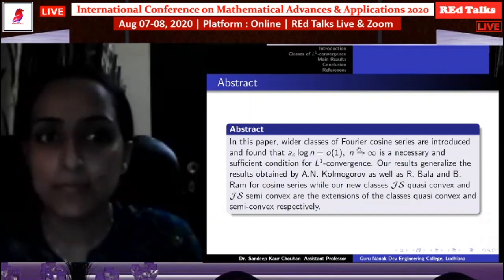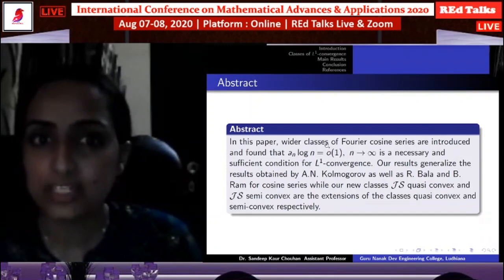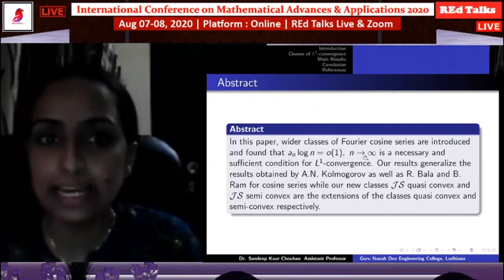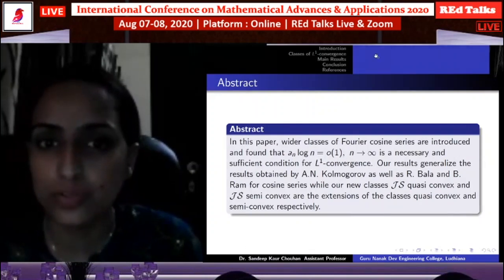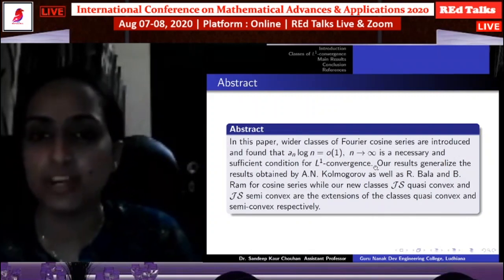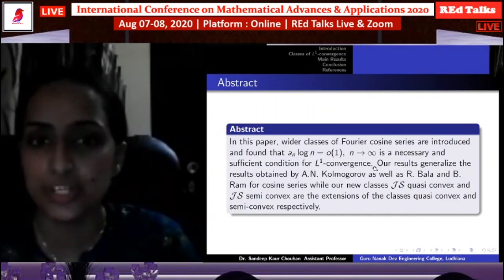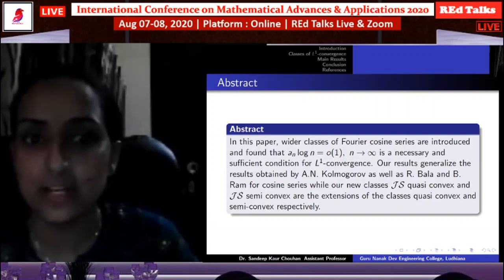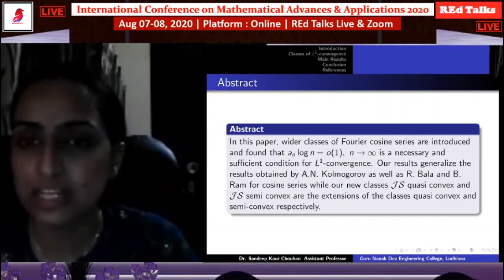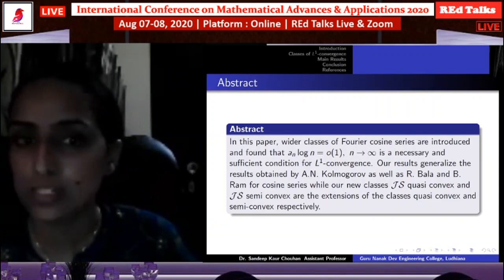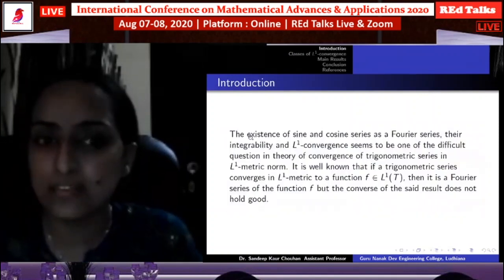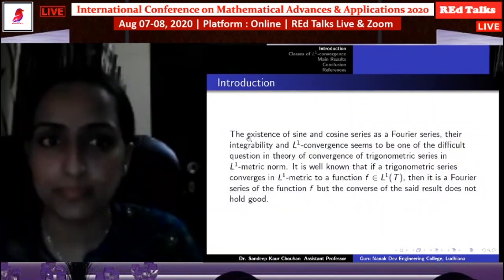Abstract. In the paper, classes of L1 convergence of Fourier series, I have introduced wider classes of Fourier cosine series, and it is noted that an log n goes to 0 as n approaches infinity is a necessary and sufficient condition for L1 convergence. Our main result generalized the result obtained by Kolmogorov as well as Renubala and Babu Ram for cosine series, while our new classes JS quasi-convex and JS semi-convex are the extension of the classes quasi-convex and semi-convex.